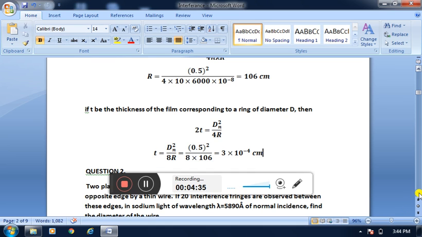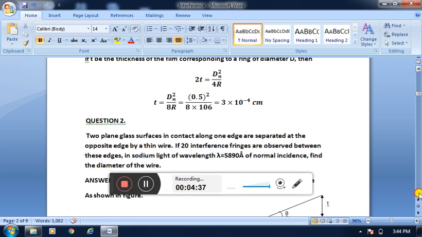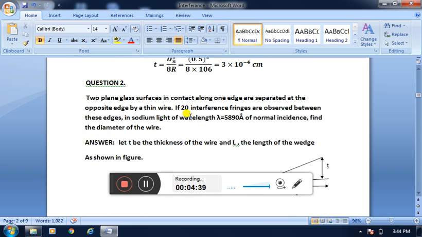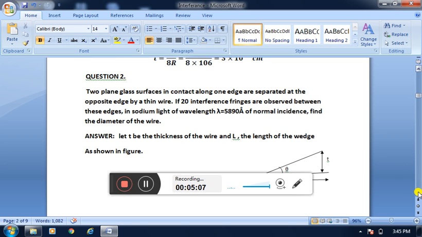Dear student, the next question: two plane glass surfaces in contact at one edge are separated at the opposite edge by a thin wire. If 20 interference fringes are observed between them, in sodium light of wavelength 5890 Angstrom at normal incidence, find the diameter of the wire. How do we calculate the diameter of the wire?